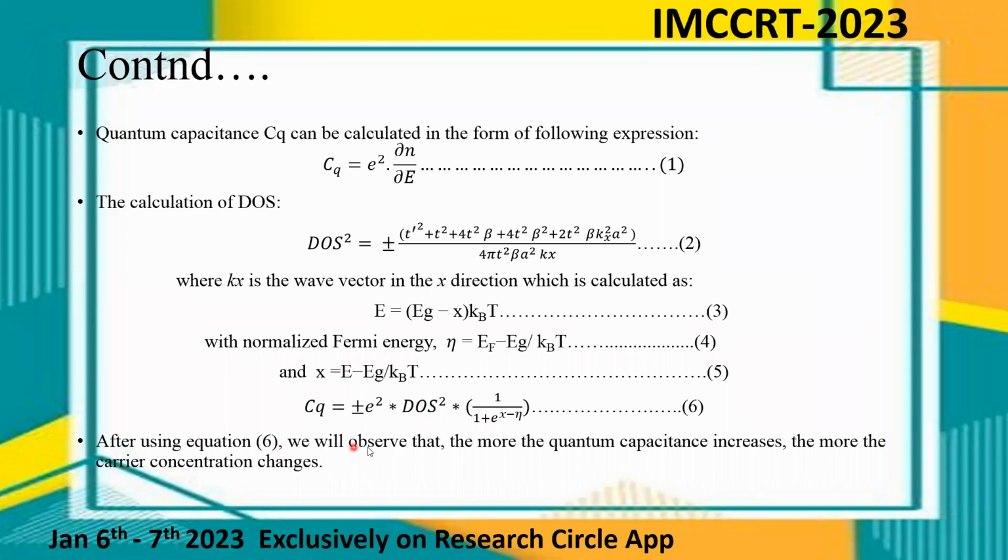And after using equation 6, we will observe that the more the quantum capacitance increases, the more the carrier concentration also changes. It also ultimately means the more the quantum capacitance increases, the charge occupying capacity will also increase, which will ultimately improve the electrical property of graphene. That's our main target in our research.